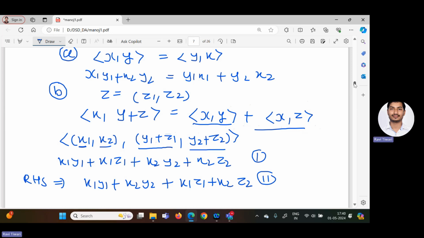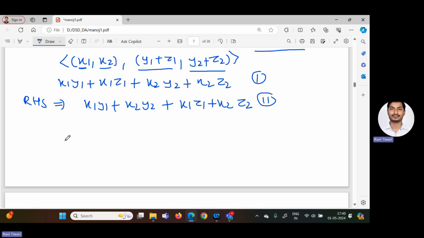Now what is the third property? I am giving the name here. If I am multiplying with a scalar in the first component, inner product of C into U, or C into X, because we have given X here, so we can write X here.